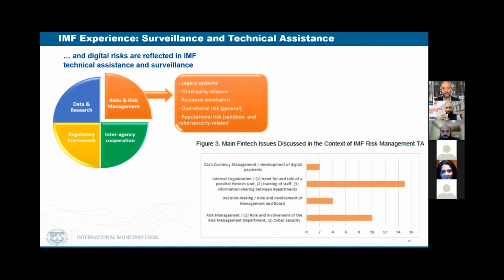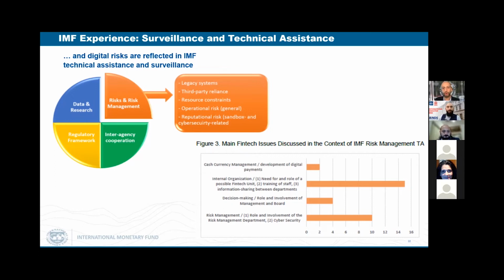Now, what we see in general, if we look at IMF surveillance, so these are the Article 4s that you might be very well aware of. We find that over the past 25 years, digital risks have always been reflected in IMF surveillance and technical assistance.